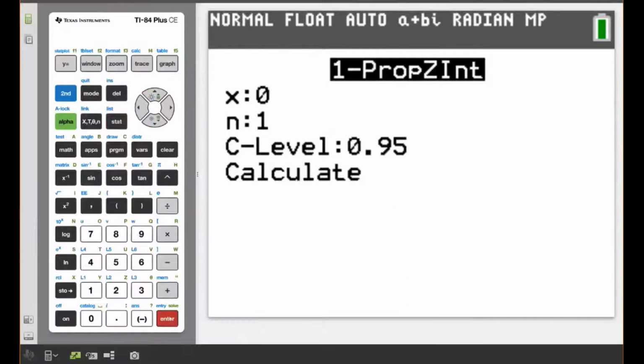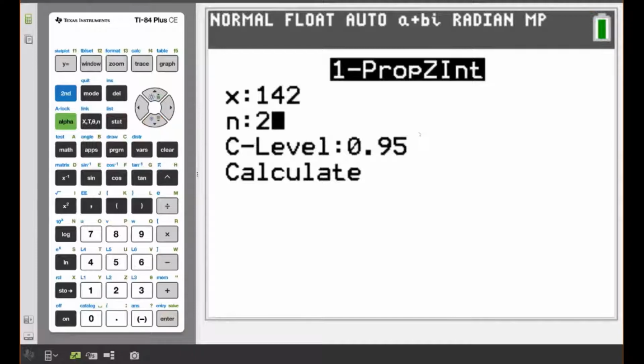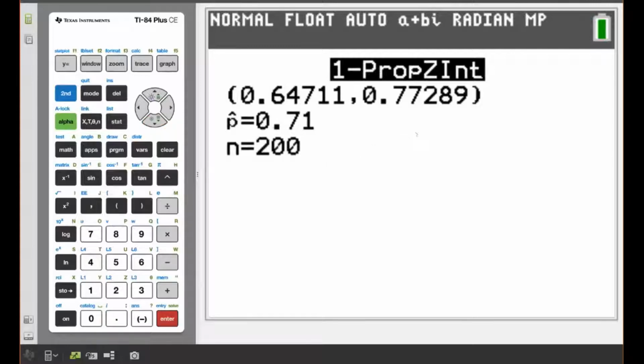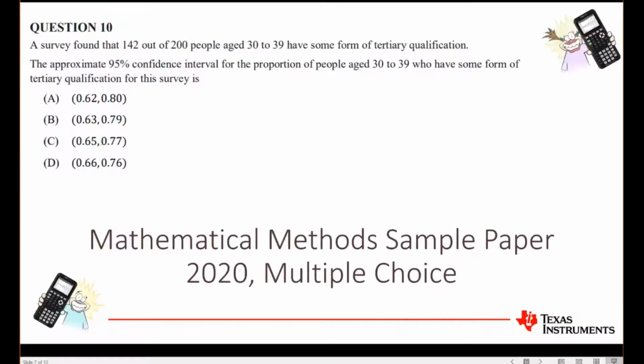So we're going to go into here. My X value was 142 out of a total of 200 people. And again, I was looking for the 95% confidence interval. So I'm going to calculate that. And we end up with 0.647, which I think rounds to 0.65 in the question, and then 0.77. So we can see that 0.65, 0.77. So in this case, C would be our correct answer.